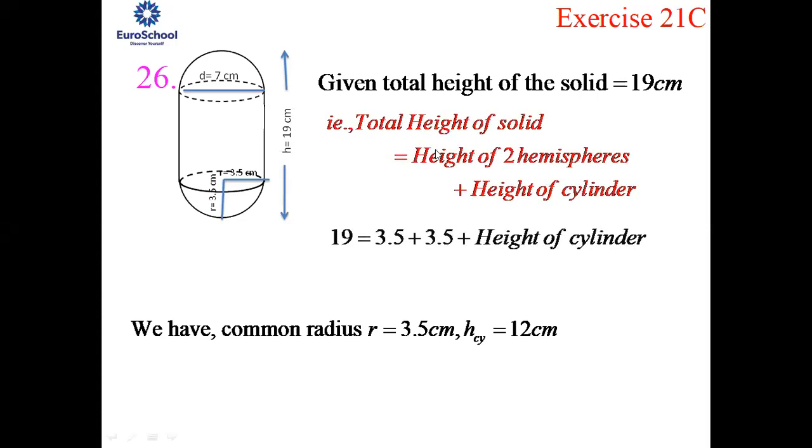Now the total height of the solid is equal to the height of the two hemispheres plus the height of the cylinder. So the height of one hemisphere is 3.5. So it is 3.5 plus 3.5 plus the height of the cylinder. From that you get it.